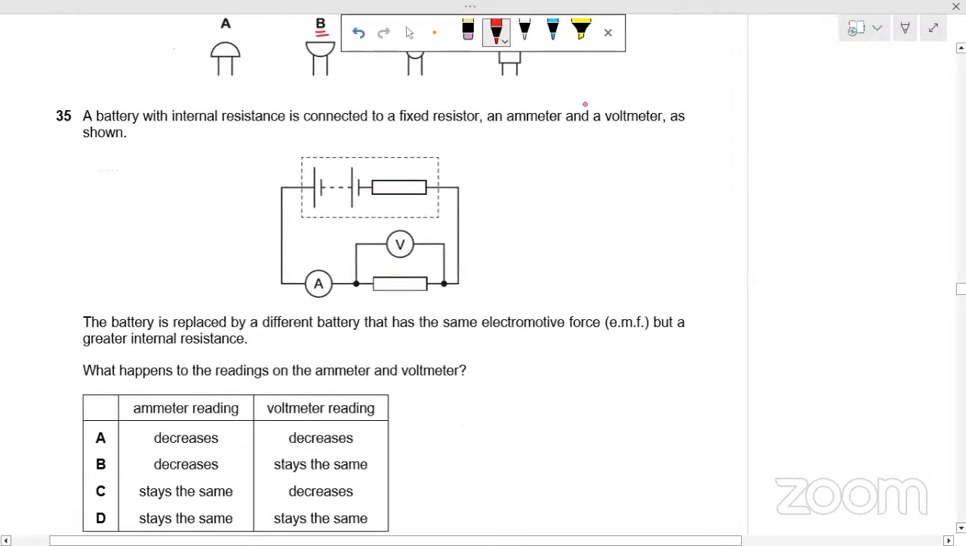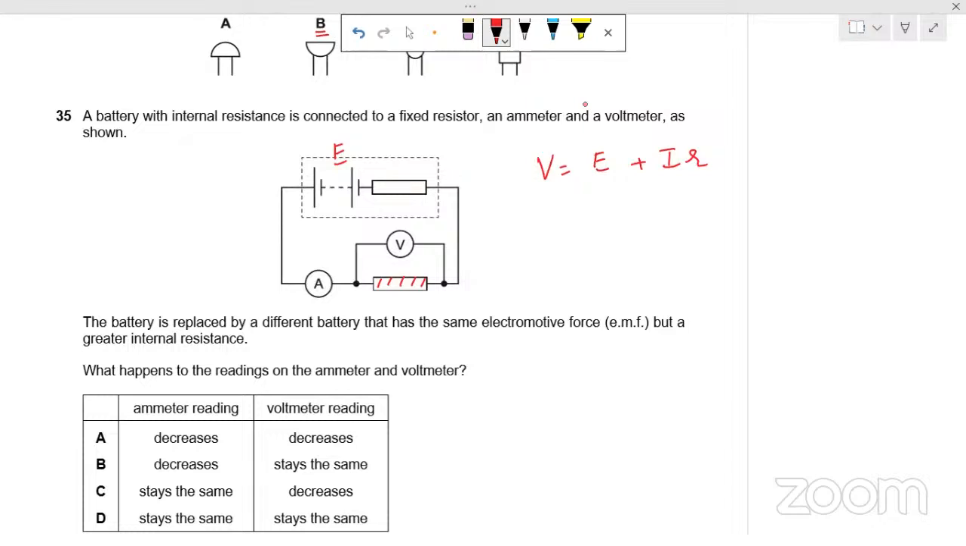35. A battery with internal resistance is connected to a fixed resistor, ammeter and voltmeter. So voltage across this resistor is V is equal to EMF E of this battery plus I into R.